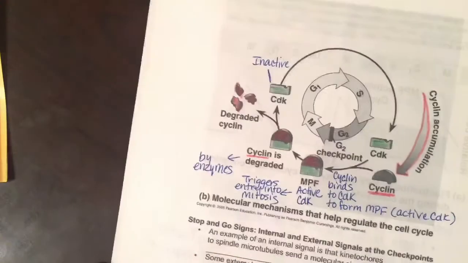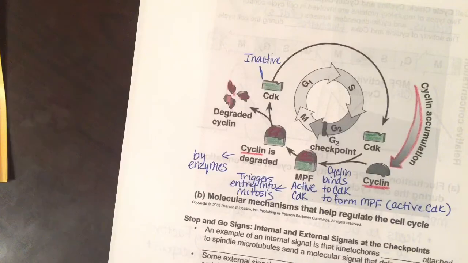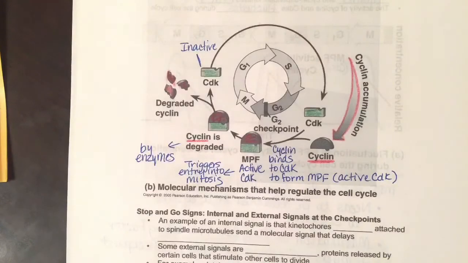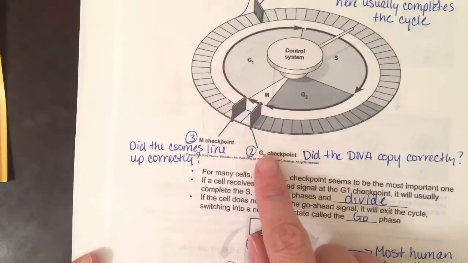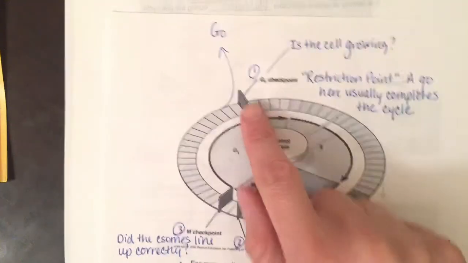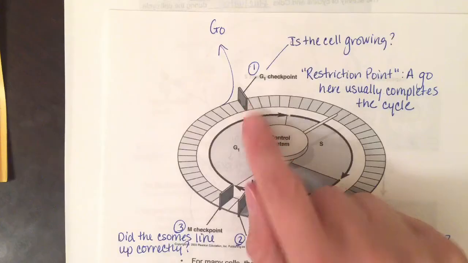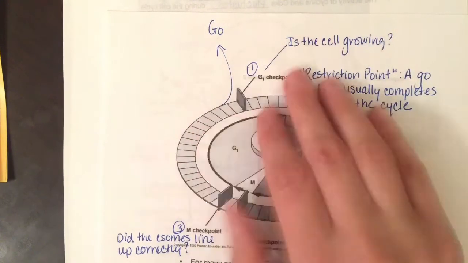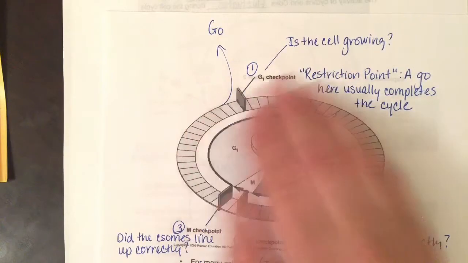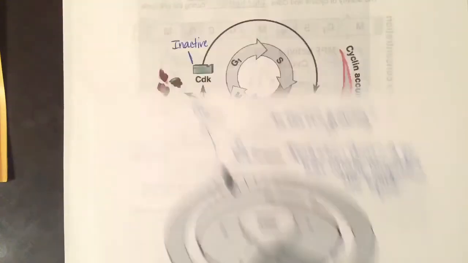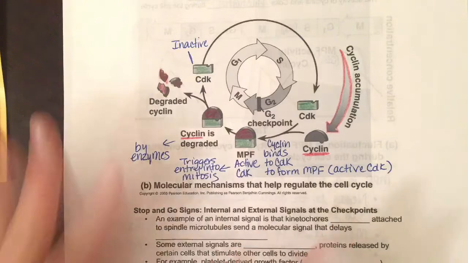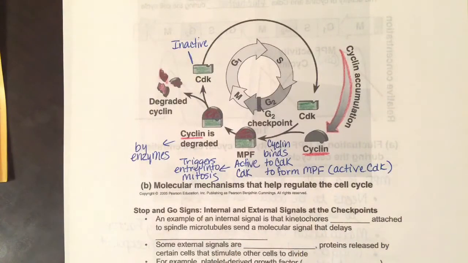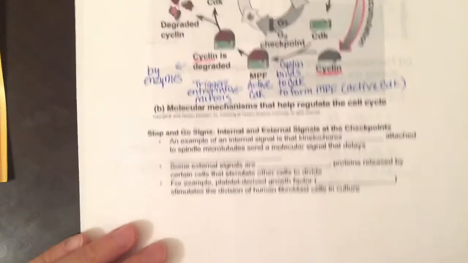And so all the different checkpoints are controlled by different CDKs. So we just talked about the G2 checkpoint, but the G1 checkpoint has, they think, roughly 3 CDKs that help to regulate it. And so each of the checkpoints has its own kind of molecules. So this is one example of chemical regulation past a checkpoint. All right, so let's continue on.